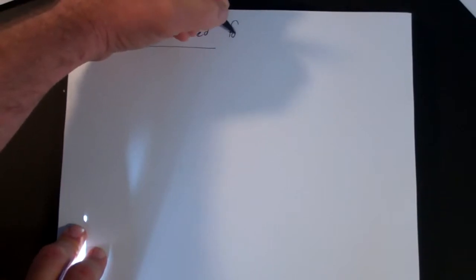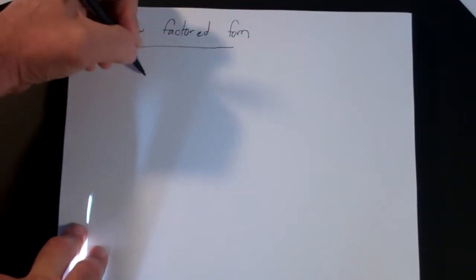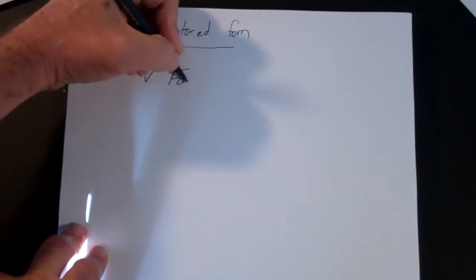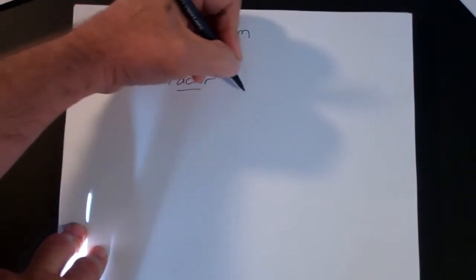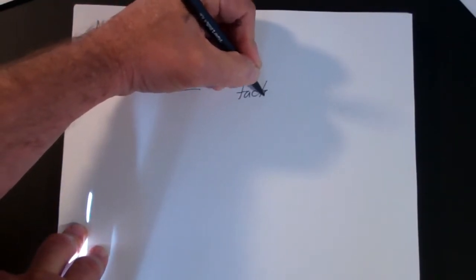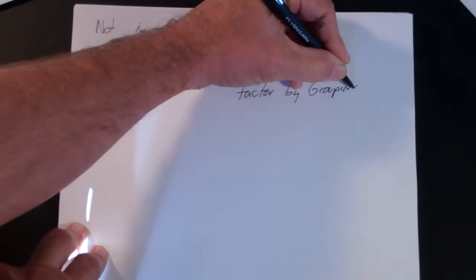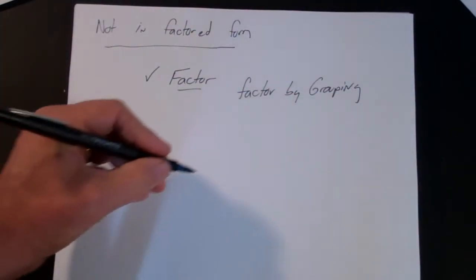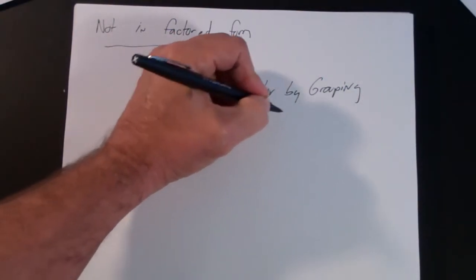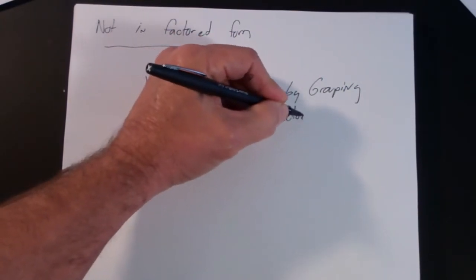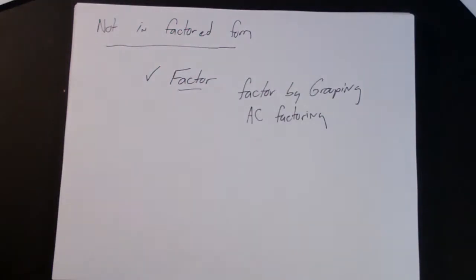Now what if it's not in factored form? If it's not in factored form, then you have a couple of options. And probably the most common thing to do is factor it. Often you use what's called factor by grouping. And sometimes you just use regular AC factoring or difference of squares, etc.